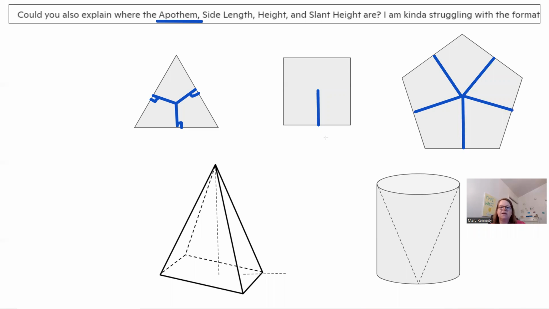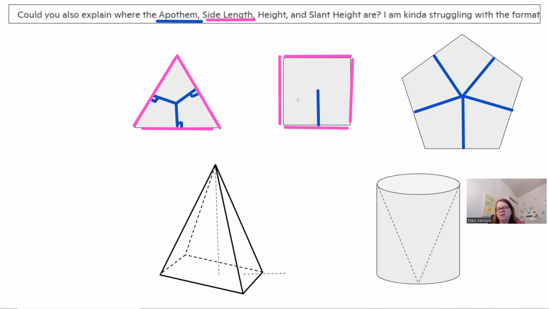Okay, so side lengths, let me change the color. So side lengths are of course the outside. So this triangle has 3 side lengths, 1, 2, 3. Square has 4: 1, 2, 3, 4.